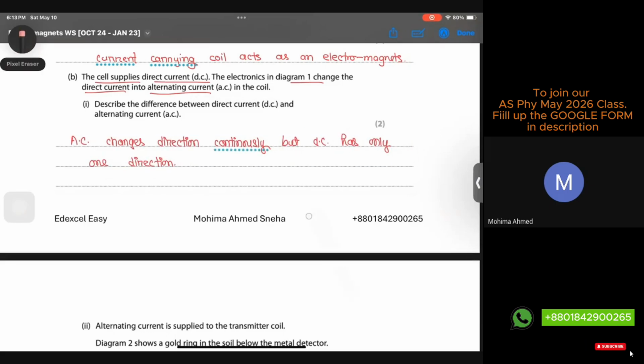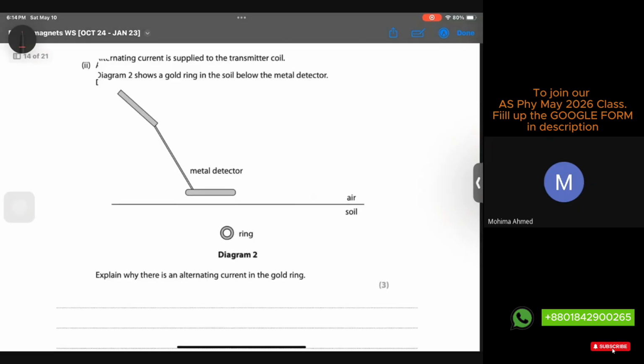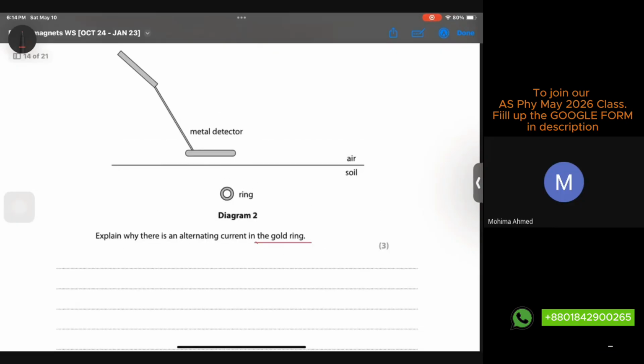Okay. Now if I move on to the next part, it says the alternating current is supplied to the transmitter coil. Diagram 2 shows a gold ring in the soil below the metal detector. Explain why there is an alternating current in the gold ring. This is because it is kind of working as a transformer. This is like your primary coil, where it is directly connected to your source. And this is acting like your secondary coil.